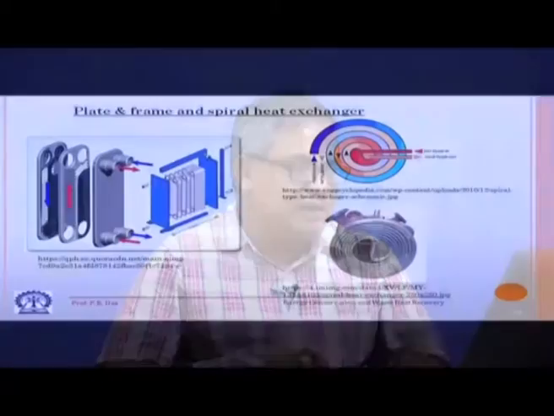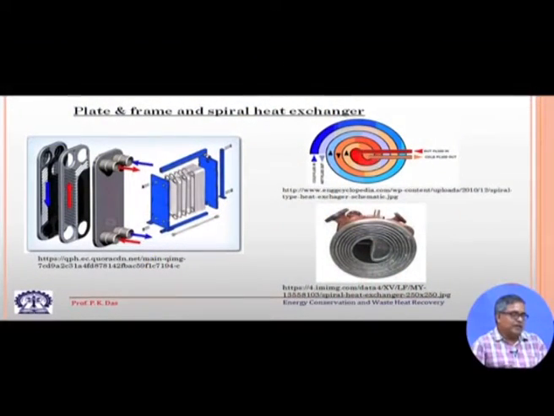Now, we go to another kind of heat exchanger which has a very interesting construction. This is plate type. In general, it is called plate type heat exchanger. The first one, on the left hand side, is called a plate and frame heat exchanger, and on the right hand side we have a spiral plate type heat exchanger. Let me explain the spiral plate type heat exchanger.